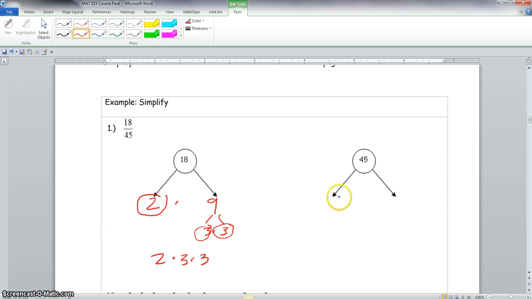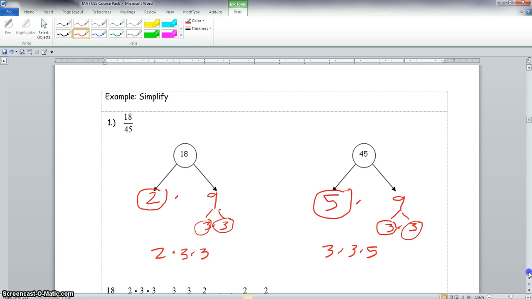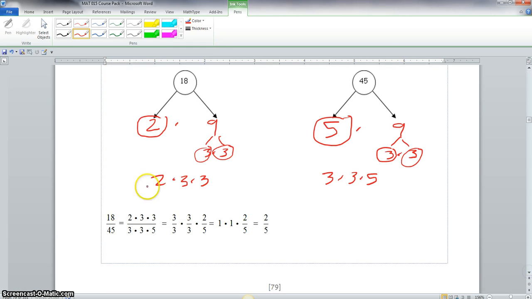Now we go here to 45. We know 5 goes into 45. 5 times 9 is 45. Now 5 is prime. Now we could rewrite 9 as 3 times 3. And because we know our 3's are prime here, our prime factorization is two 3's and a 5.